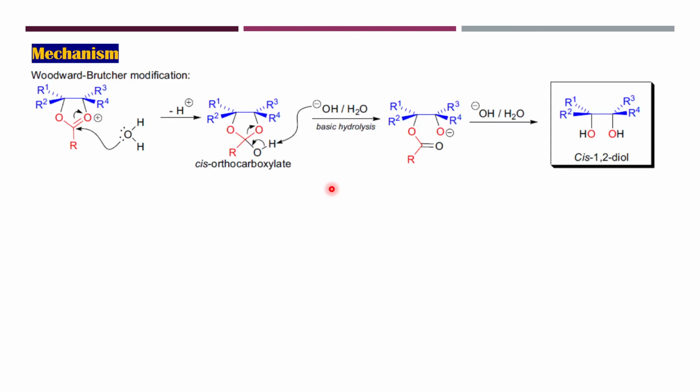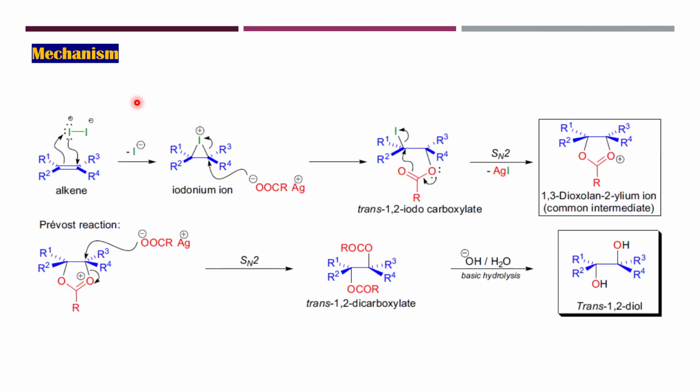Let's look at the Woodward-Butcher modification. So this was the intermediate that was formed, and if you just go back and compare, out here in the previous condition, the other molecule of the silver carboxylate, the carboxylate ion is going to make an SN2 attack over here, and so it leads to the formation of the trans 1,2 dicarboxylate, and that would undergo basic hydrolysis to give the product.